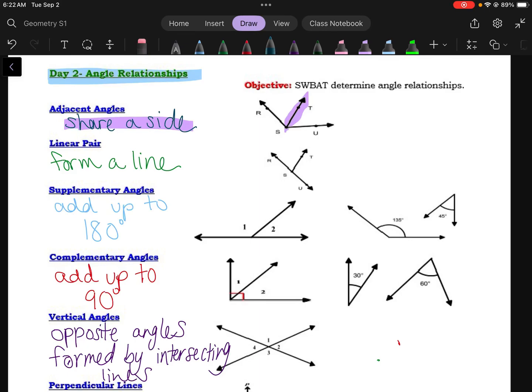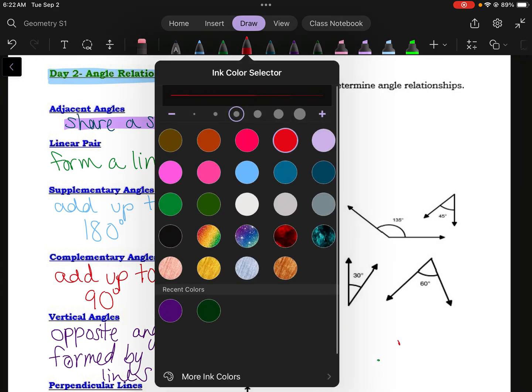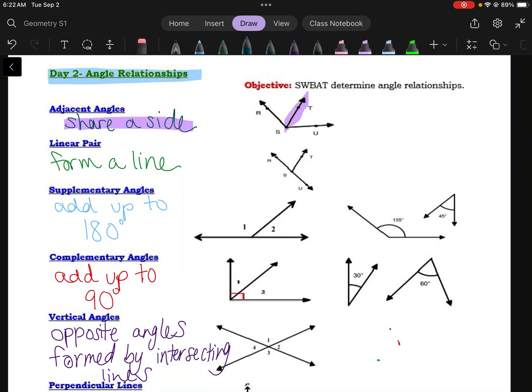Hello everyone, now we're on to day 2, angle relationships. We learned about how to write an angle yesterday, and now we are going to learn what relationships are between different angles and what calculations you can do.